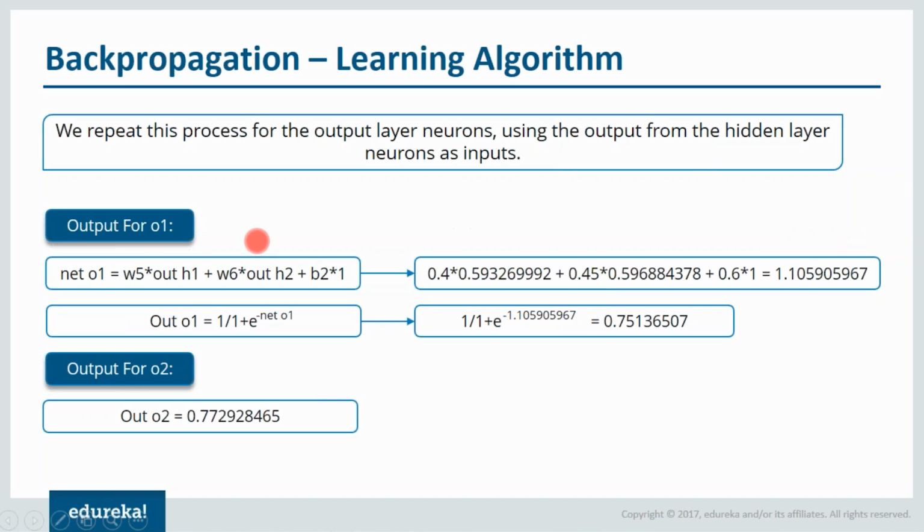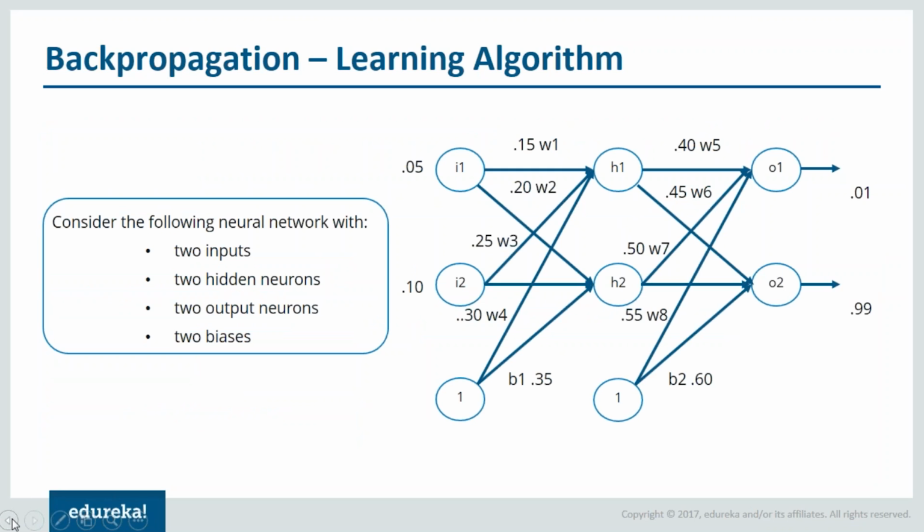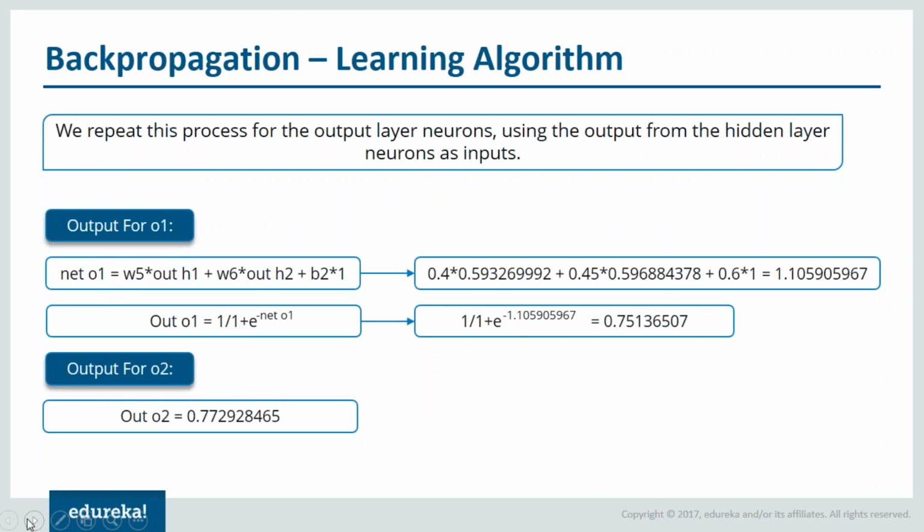Next up, we are going to repeat the process for the output layer neurons as well. For the output layer, the net input will be W5 into out of H1, W6 into out of H2 plus B2, that is the bias. Then the net output for O1 after the activation function will be 0.751. Similarly, the output for O2 will be 0.77. Now, you notice that this is not the desired output. Our desired output was 0.01 and 0.99. What we got instead was 0.75 and 0.77.